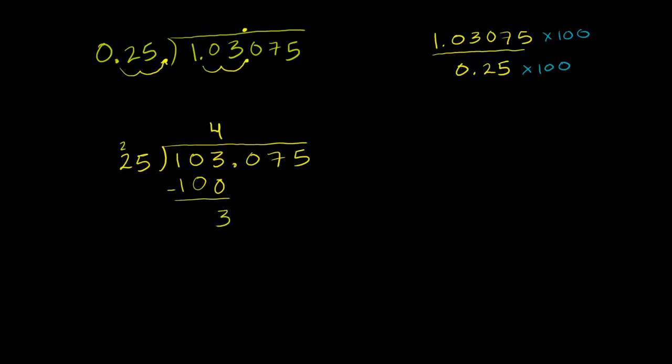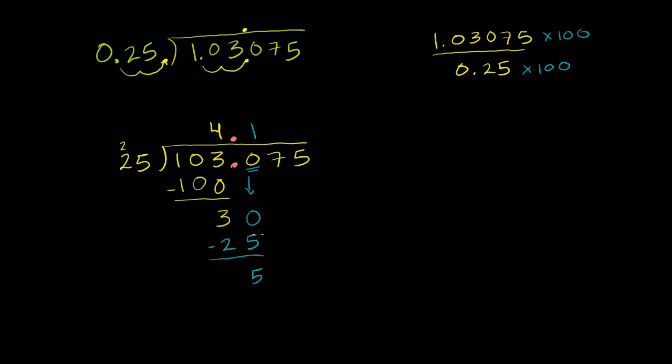And now we can bring down this 0. 25 goes into 30 one time. And if we want, we can immediately put this decimal here. We don't have to wait until the end of the problem. This decimal sits right in that place, so we could always have that decimal sitting right there in our quotient. So anyway, we were at 25 goes into 30 one time. 1 times 25 is 25. And then we can subtract. 30 minus 25, well, that's just 5.